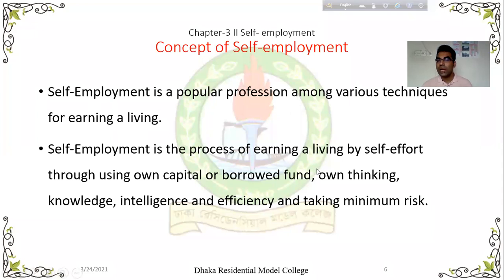Self-employment is the process of earning a living. Earning a living means earning livelihood. How can you earn a living? By self-effort. Definitely, through using own capital. If you have your own capital, it is better, or you have to borrow funds from another institution like a bank or another person. Own thinking, because if you are a self-employed person, you have to think by yourself. Own thinking, knowledge, intelligence and efficiency, and taking minimum risk.